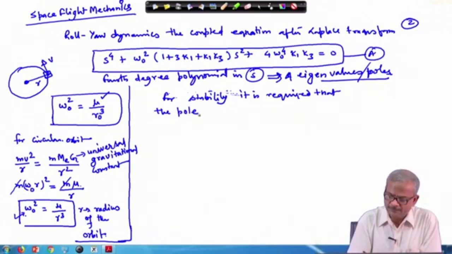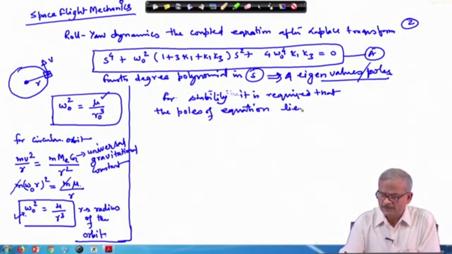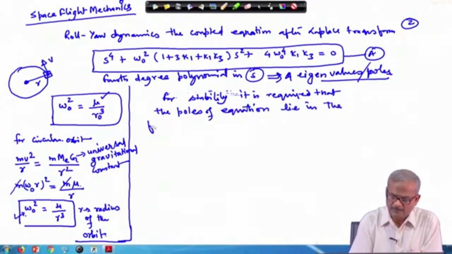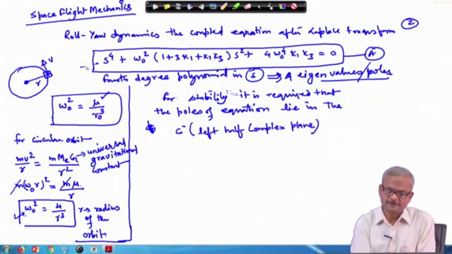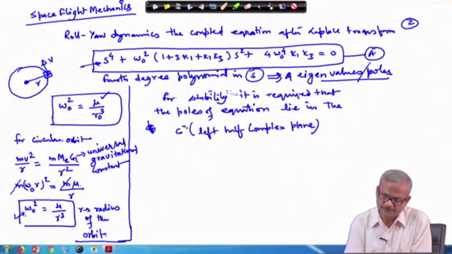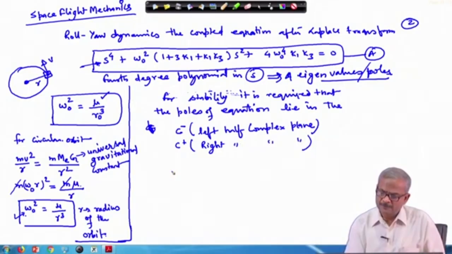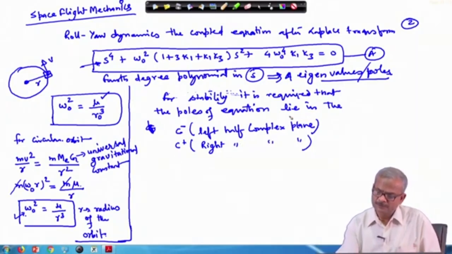the poles of equation A lie in the C minus, this is called the left half complex plane. Okay, because S we are obtaining from the Laplace transform, and C plus we will write as the right half complex plane. So, for stability it is required that the poles of the equation lie in the C minus.